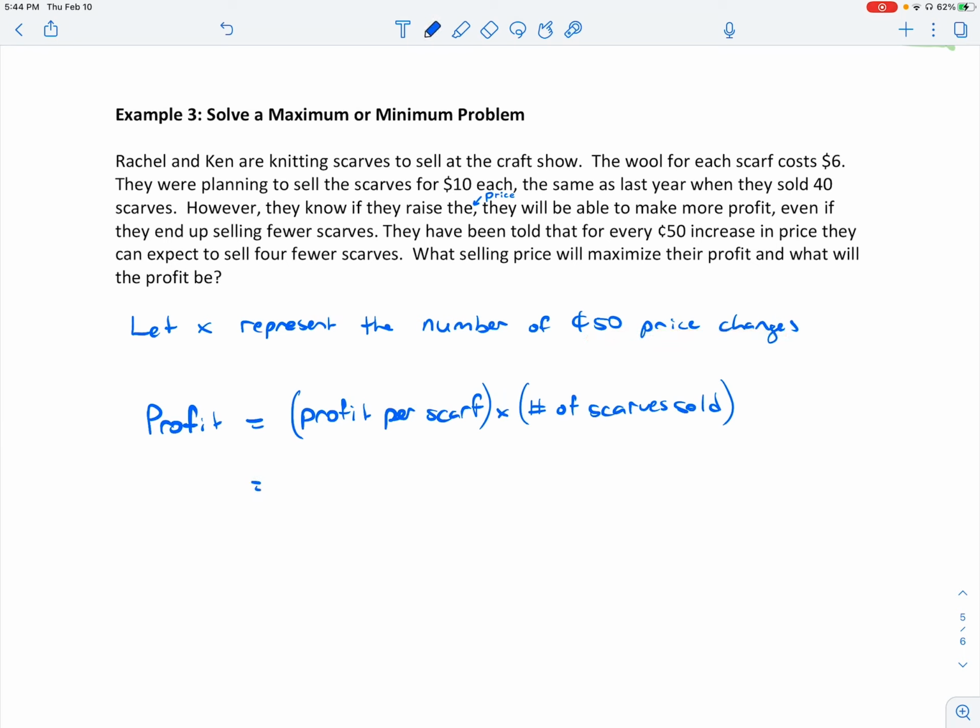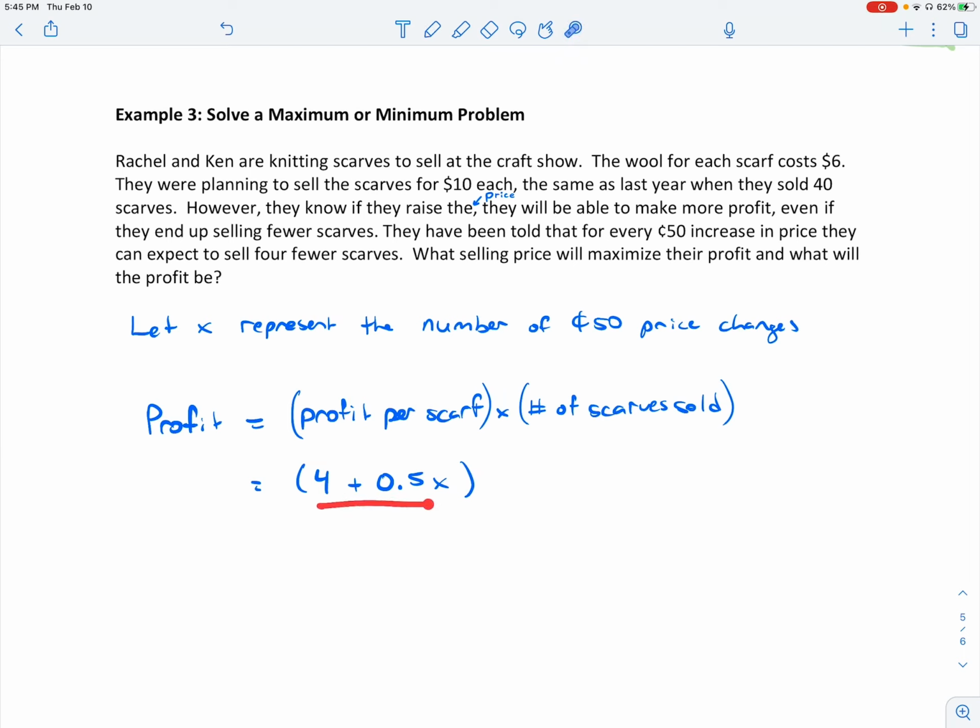So the profit per scarf. Normally the profit is $4, right? Because it says they can make one for 6 and sell it for 10. So normally the profit is $4. However, as they increase the price, they're going to make more profit. So it depends on x, the number of price changes. So the profit is going to be 4 plus 0.5 times x.